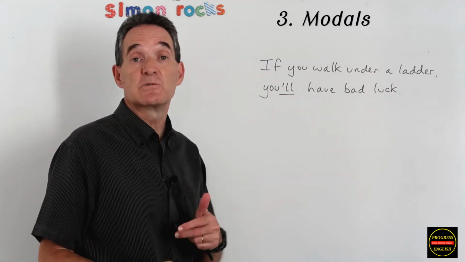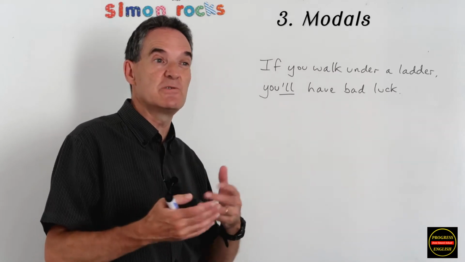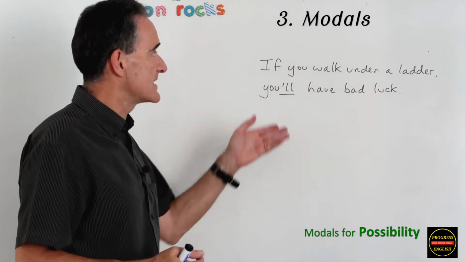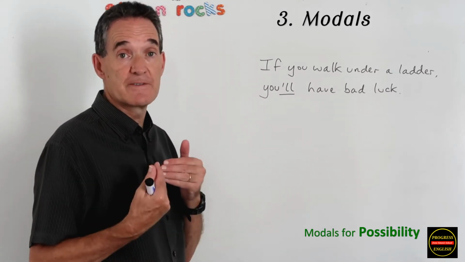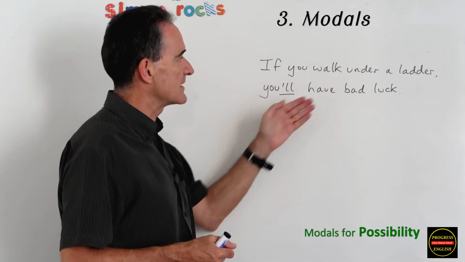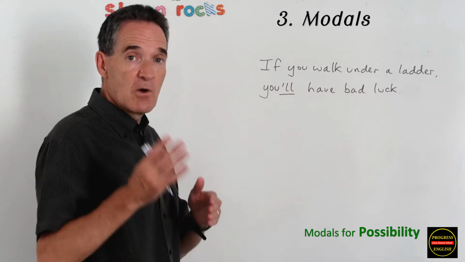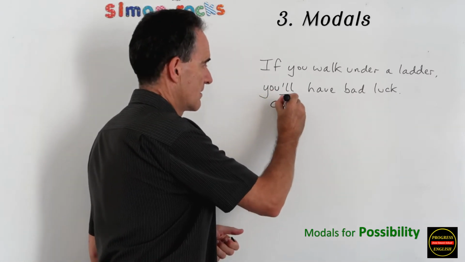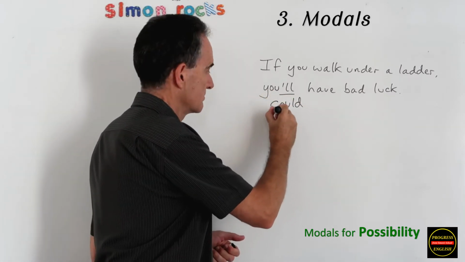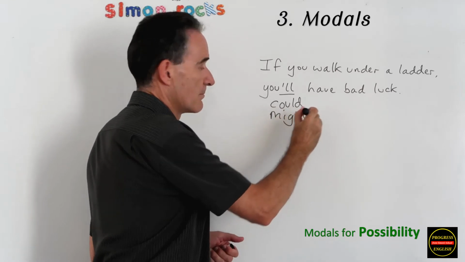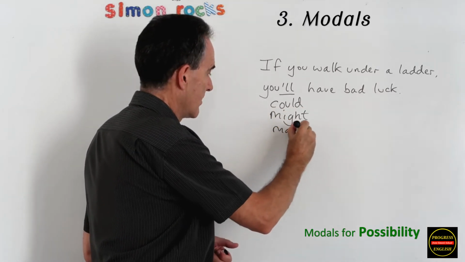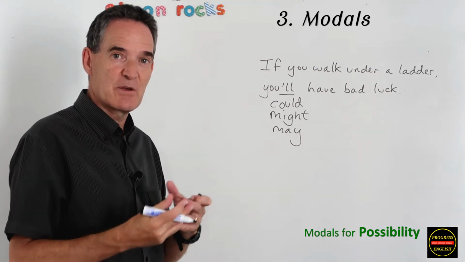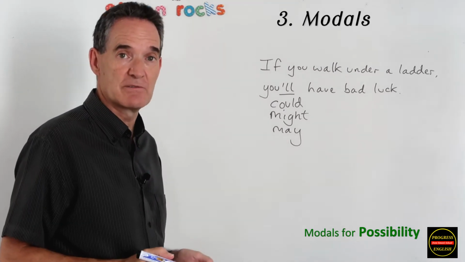By using modals in your conditionals, you can add a new dimension of meaning. For example, if we take this sentence from the first part of the video, if you walk under a ladder, you'll have bad luck. Well, by substituting the will for could, might, or may, we are emphasizing the possibility of this condition.